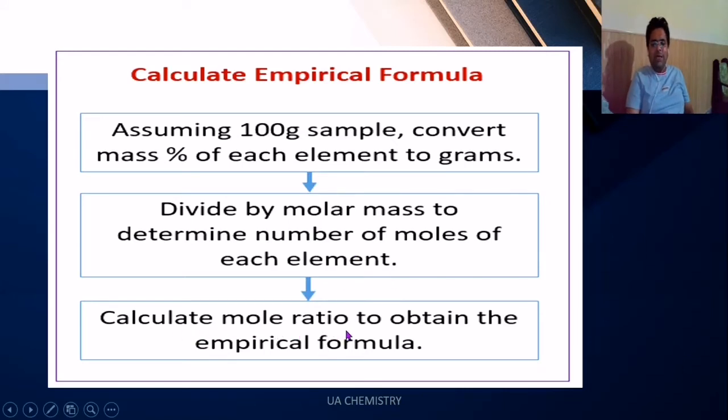Then we can calculate the mole ratio or atomic ratio. How is atomic ratio calculated? As we have studied earlier, atomic ratio is calculated by dividing the number of moles of each element by the least number of moles. We will get the atomic ratio.